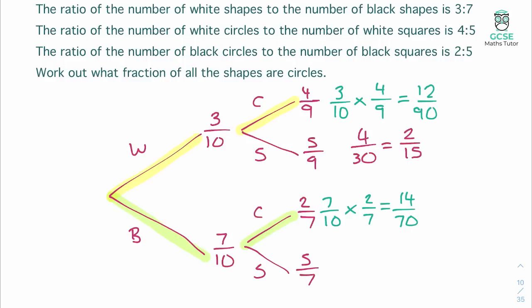Okay, that's as simple as it can go. 14 over 70, that's a little bit nicer. They both divide by 7, so that's 2 over 10. Actually, they both divide by 14, there we go. So that is 1 over 5.